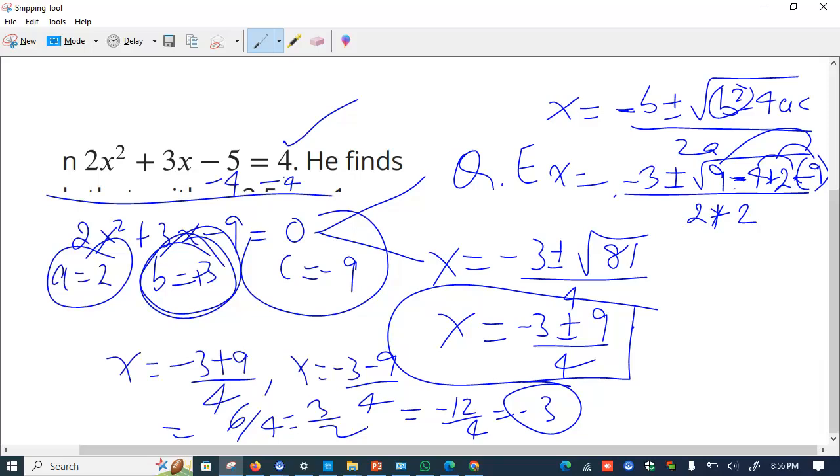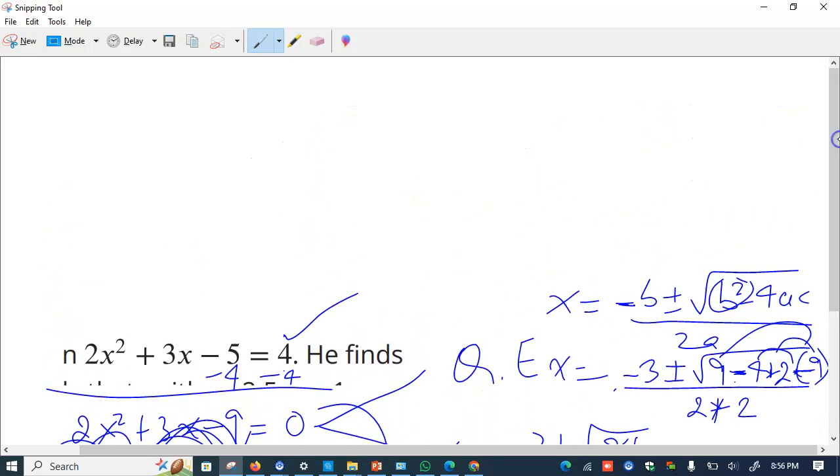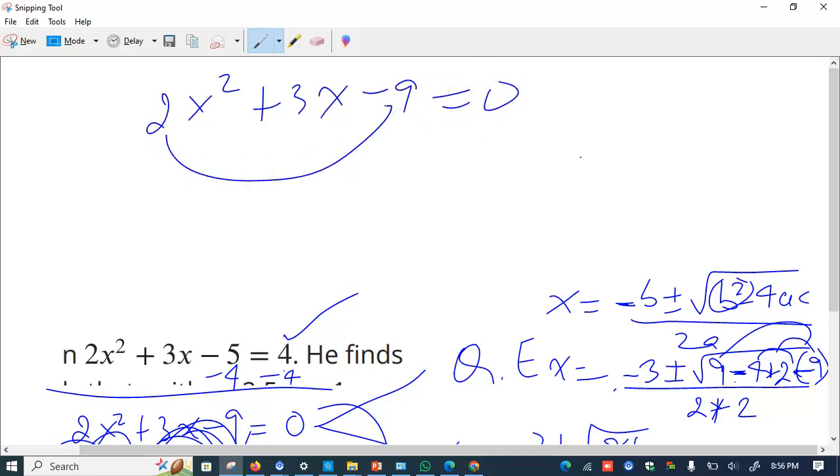But some of you will say, hey, can you do this another way? It's 2x squared plus 3x minus 9. So you can do this using factorization also. But right now I will skip this because we have so many problems to do. You can also use factoring, because 2 times minus 9 is minus 18, and we can split this as 3 times 6, which is also 18, and the sum of minus 3 and plus 6 is plus 3.